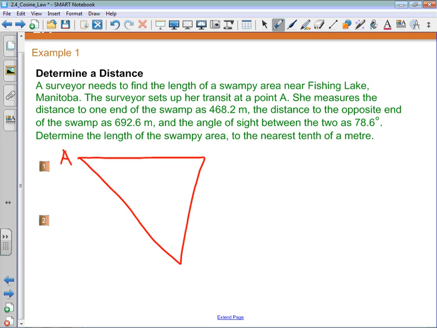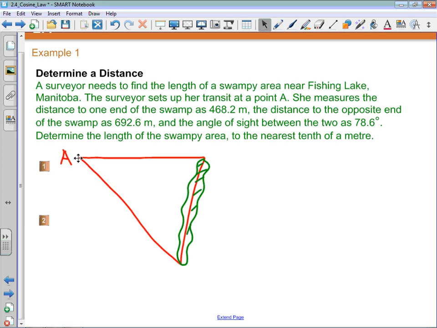Then it says she measures the distance to one end of the swamp as 468.2, and the distance to the opposing end of the swamp as 692, and then the angle of sight between the two. Now, the idea with that transit is that she should be able to see both ends of the swamp, because if she knows the angle between them, then we can use the cosine law to solve it. So to at least make my diagram make a little more sense of the question, I'm going to put a little wonderful artistic green swamp right there.